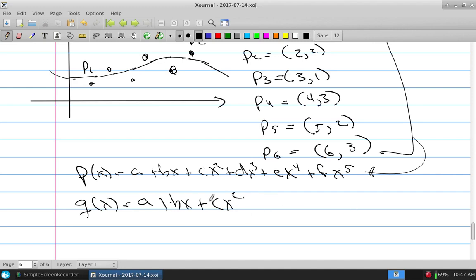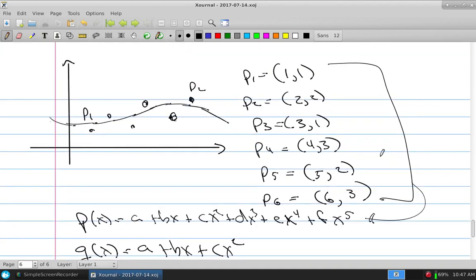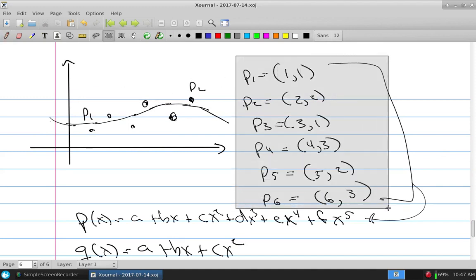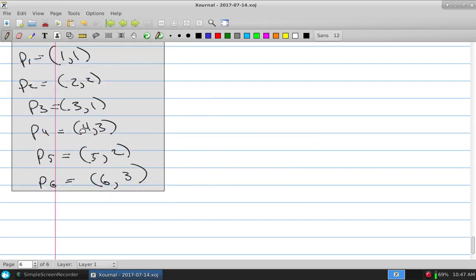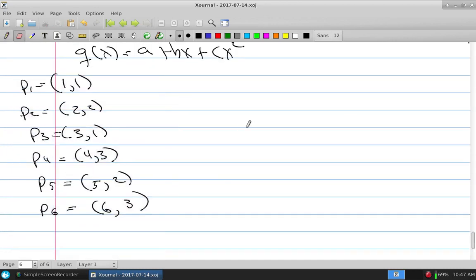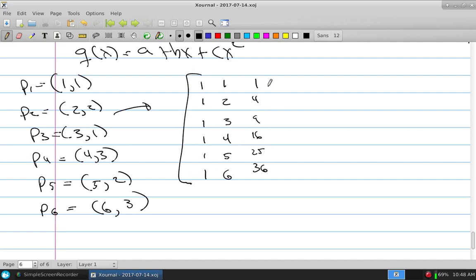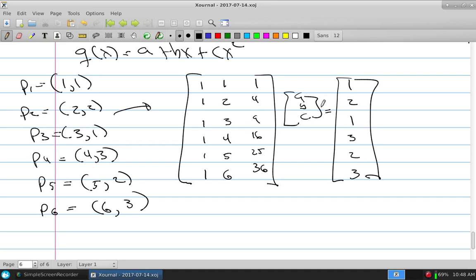So when I put this in, if I would take these particular points and plug them in, for these q's it would look like this. It would have the constants, which would be 1, 1, 1, 1, 1, 1, and then my x's, which would be 1, 2, 3, 4, 5, 6, and then I would square it: 1, 4, 9, 16, 25, 36, all times A, B, C, which should spit out 1, 2, 1, 3, 2, 3. So finding A, B, and C is solving this system.